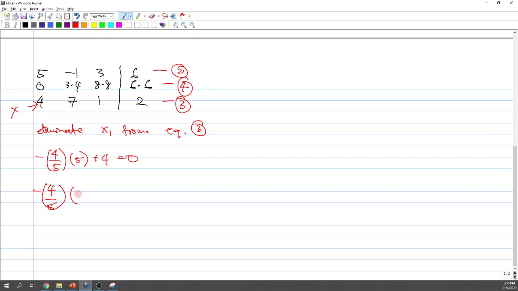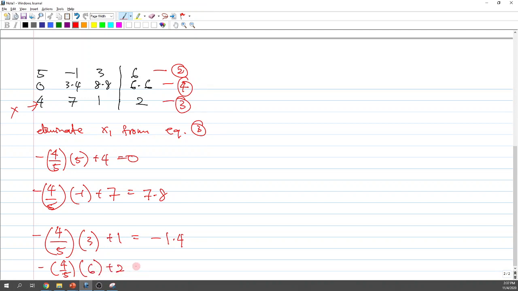Ni darab negatif 1 tambah 7 sama dengan 7.8. Okay, negatif 4, 5, 3 tambah 1 sama dengan negatif 1.4, then negatif 4, 5, 6 times 2 so equal to negative 2.8.